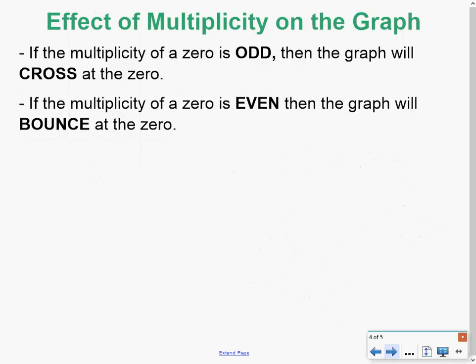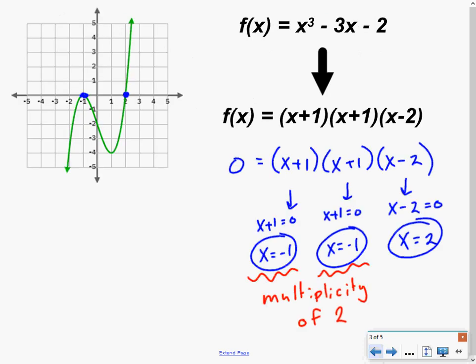In general, if we have a 0 that has an odd multiplicity, the graph is going to cross at that 0. If we have a 0 that has an even multiplicity, then the graph will bounce at that 0. So let's backtrack here. We said x equals -1 has a multiplicity of 2. So we can see that at this 0, our function comes up, it hits the x-axis, and it turns right back around.